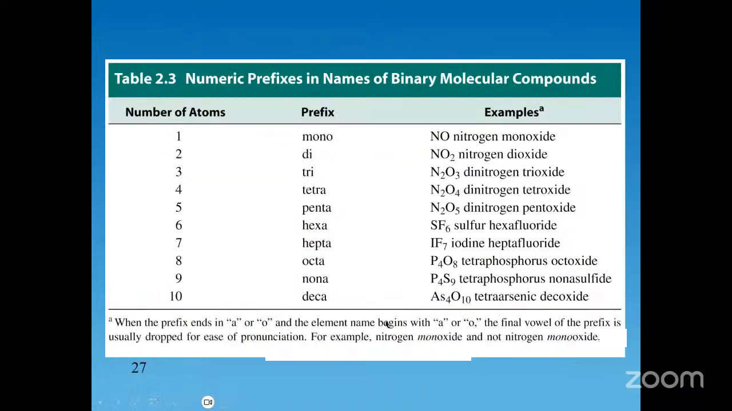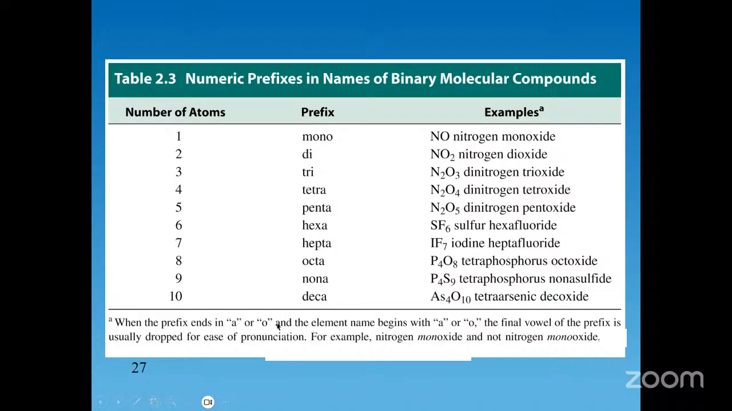These are the prefixes that you need to know, because when it comes to naming binary molecular compounds, you have to indicate the number of atoms of each element. Now, there are a couple of exceptions that I'm going to point out, but first, let me talk about the prefixes. I'm quite sure you're familiar with these prefixes: mono for 1, di for 2, tri for 3, and so on, all the way down to deca. You can actually go beyond 10, but at our level, we just stop at 10. So these are the prefixes that you need to know.